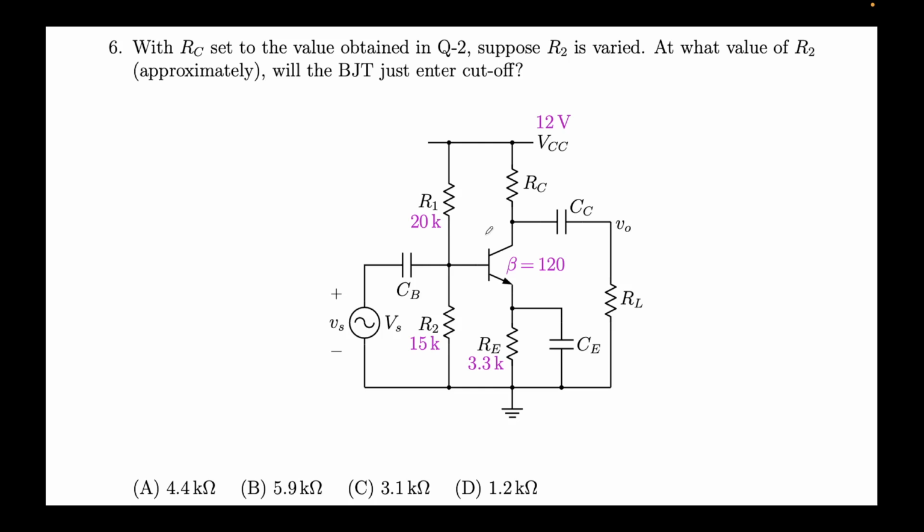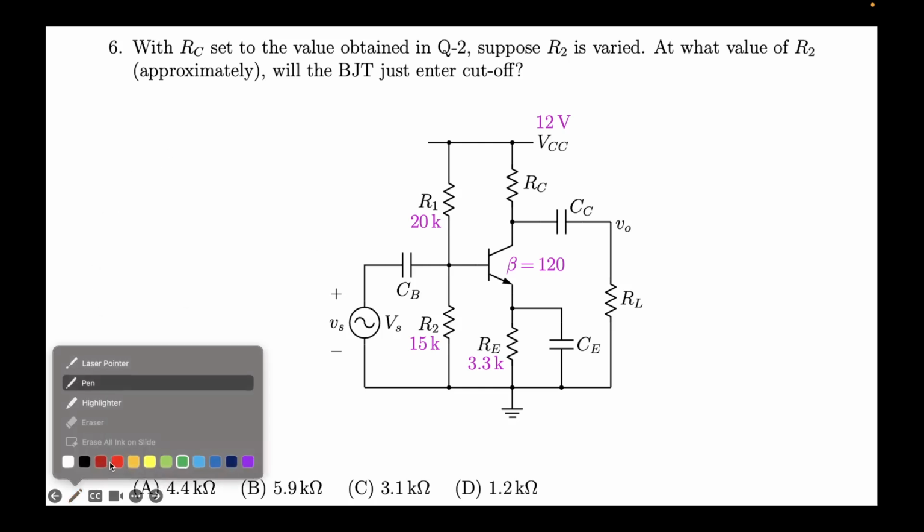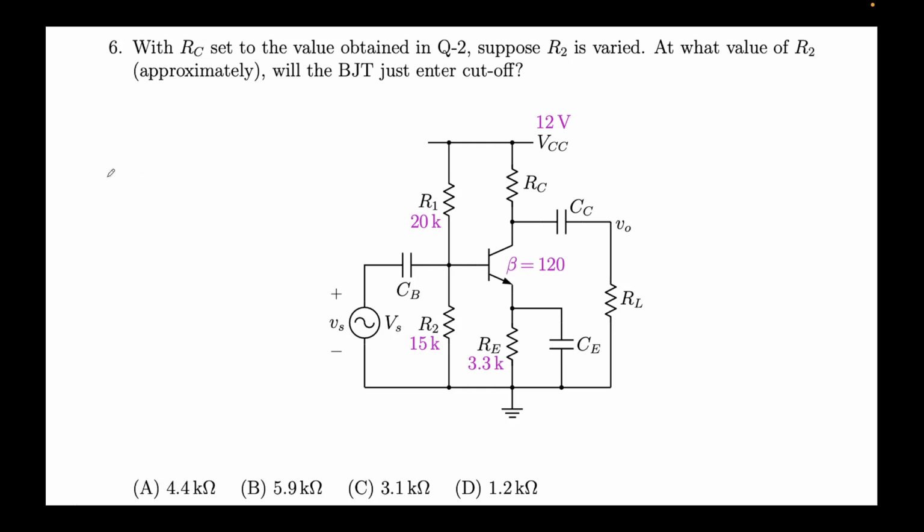Now as we had talked about, there are three typical modes that we see: active, saturation, and cutoff, right? We saw active mode in question 2. Saturation we saw in question 5. Now cutoff we'll see in question 6.